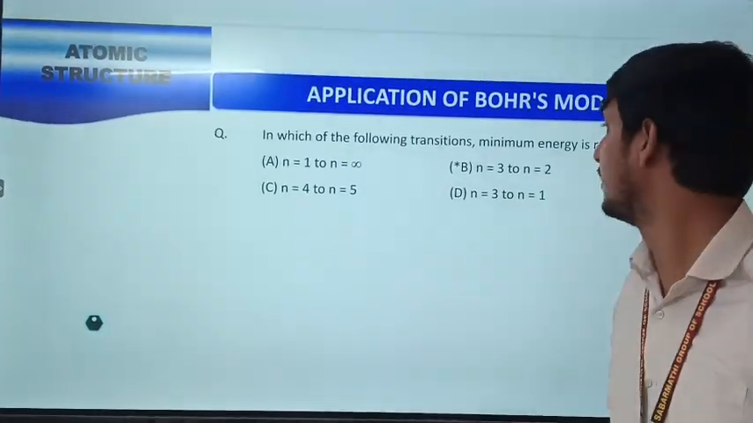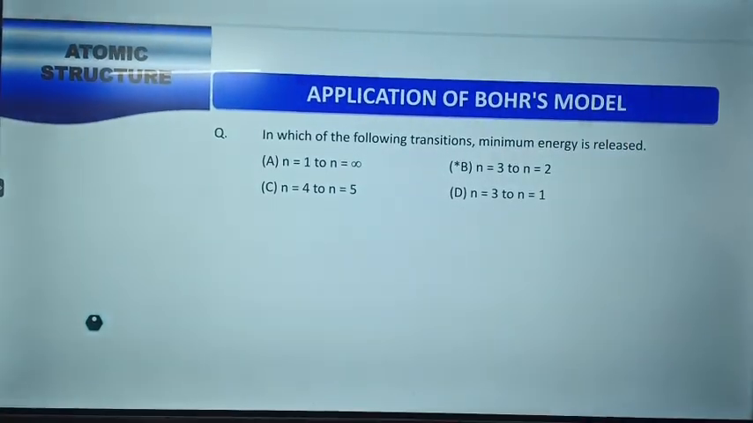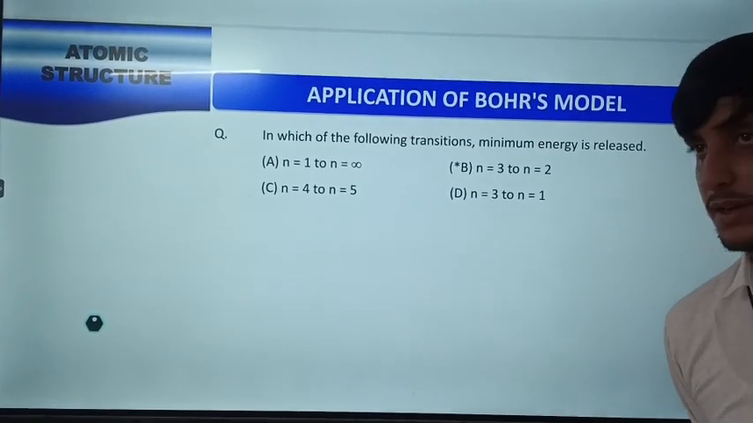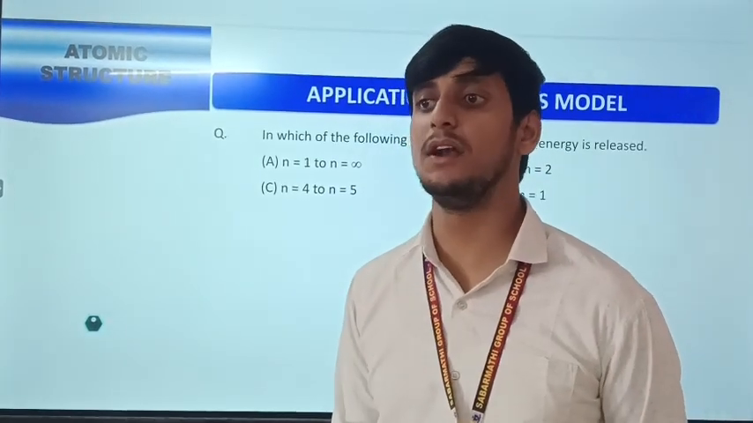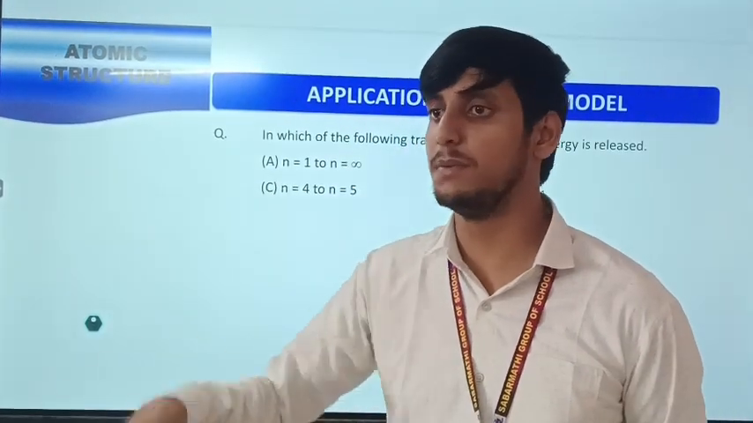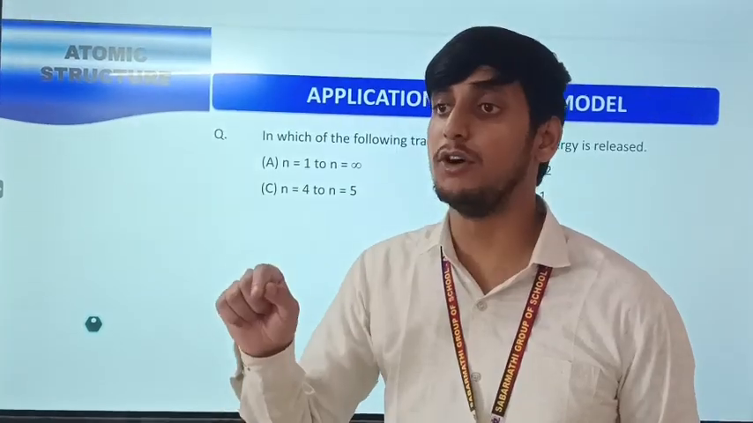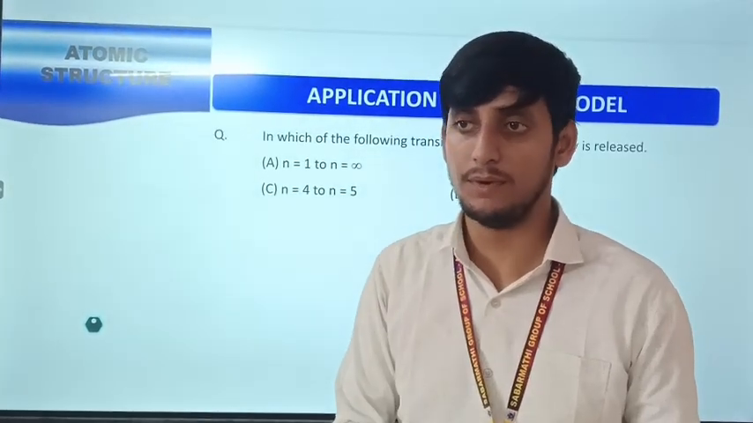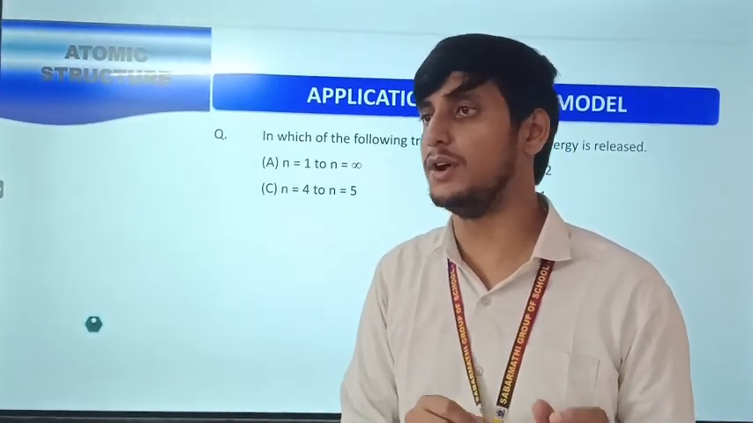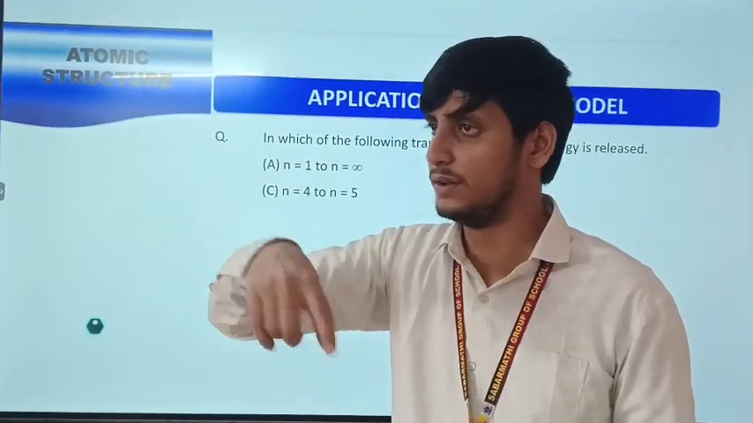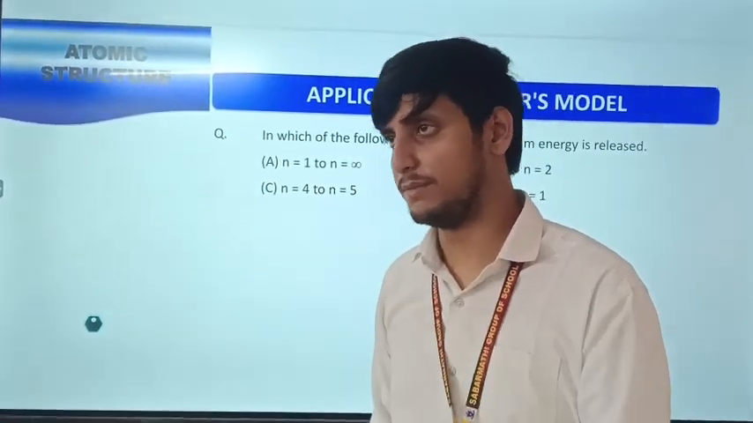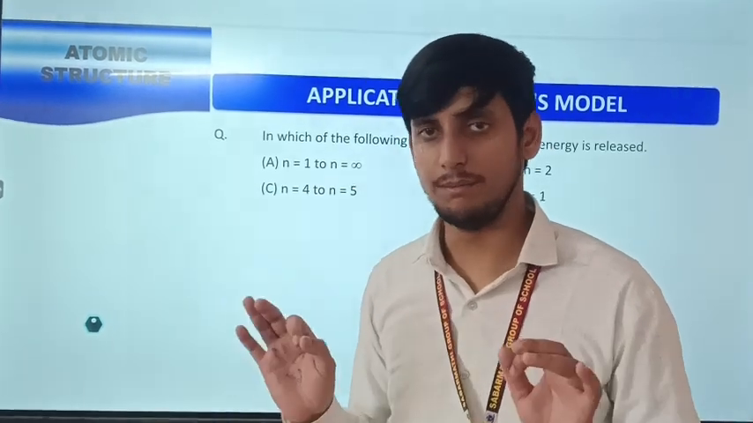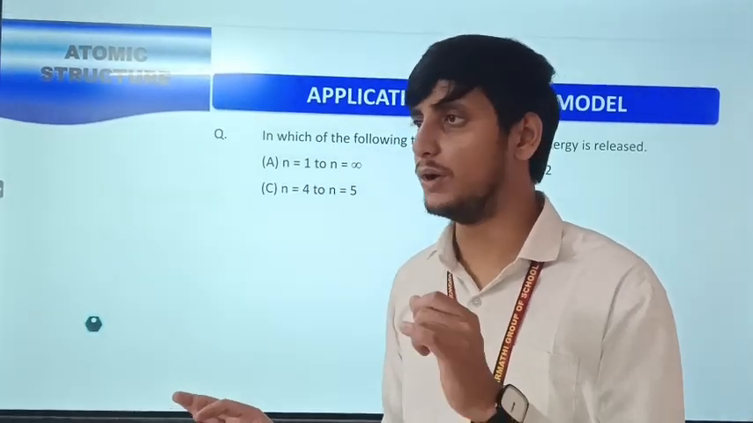Which of the following transitions releases the minimum energy? What is the concept for finding the energy? If electrons come near to the nucleus, it means maximum energy is released. If electrons are excited from the ground state, near to the nucleus, to another level, first check n=1. If n=1 is the minimum, it means the energy required is maximum.